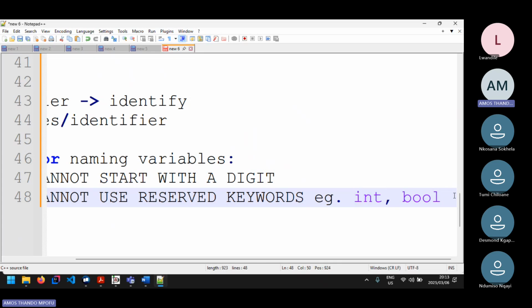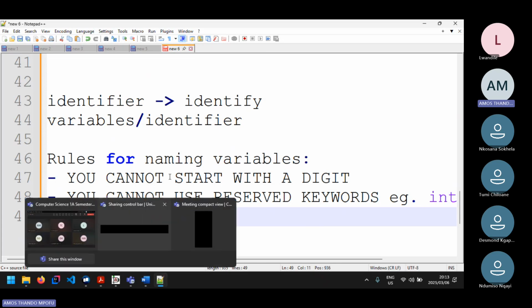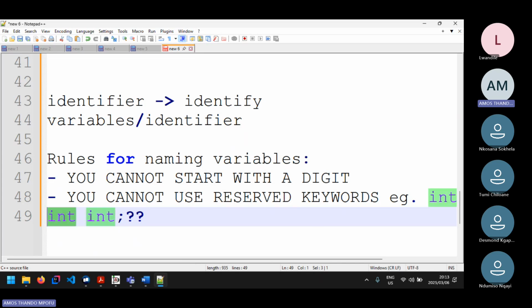Why is that the case? Because imagine you did it, if you said int like this, C++ is going to ask you a question. Is this the name of the variable and this is the type? That's going to be automatically incorrect because you're using the wrong order. Or is this the name of the variable, then this the type, then this the name, but then they're both types. So what do you mean? You see it gets confused. So that's why you don't use reserved keywords.